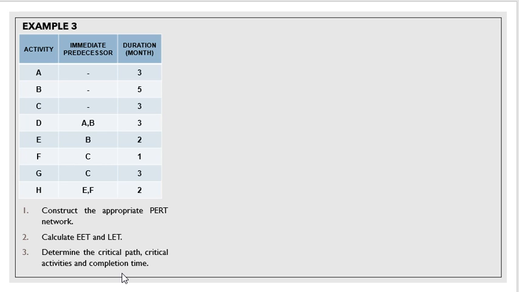Okay, so first things first, you want to draw the PERT network. You need to start with a single node, the first node here, and it will be followed by the activities that have no immediate predecessor: A, B, and C. So this is an arrow for activity A, activity B, and activity C, and the first node, as always, we put number 1.